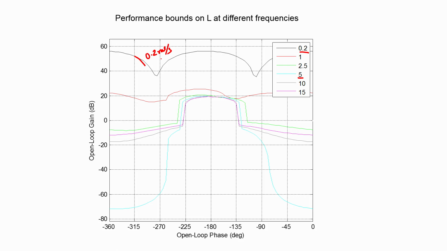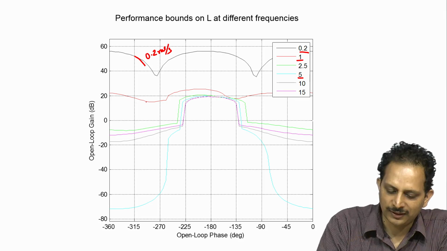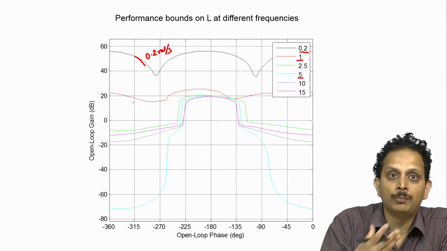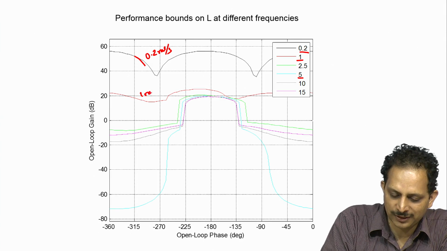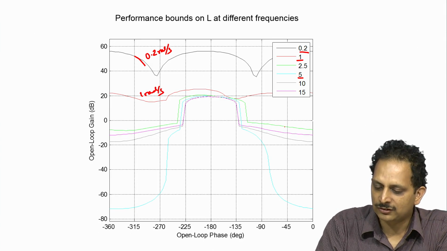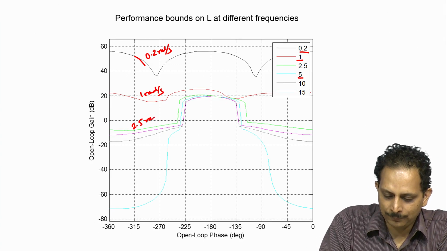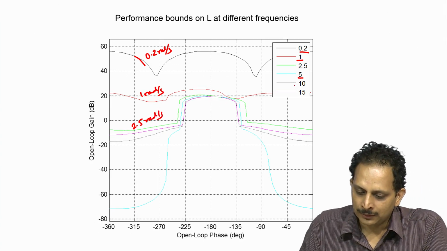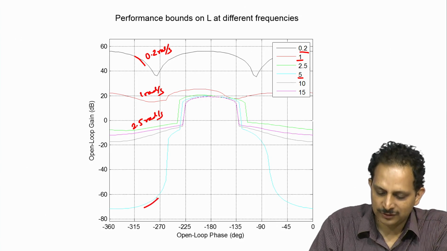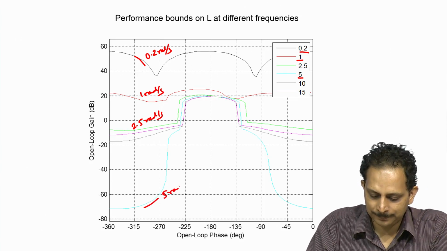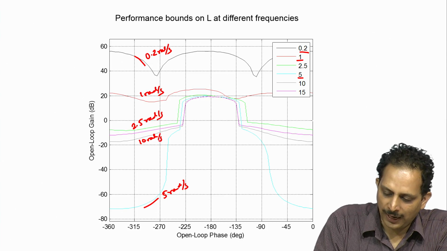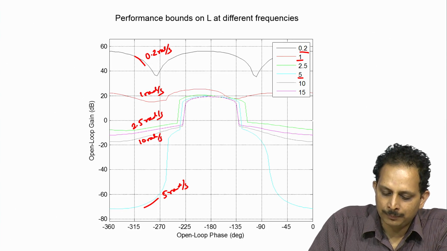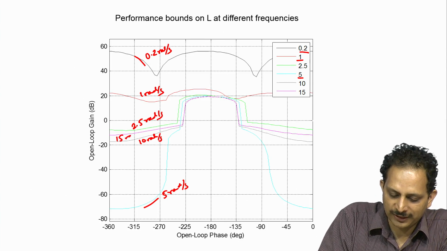So this software, the QFT toolbox, color codes the bounds. At 1 radian per second we would have this red curve, which represents the overall bounds, the intersection of the performance bound as well as the stability bound at 1 radian per second, and the green curve is the overall bound at 2.5 radians per second. The cyan colored curve here represents the overall bounds at 5 radians per second. The black curve here is for 10 radians per second, and the purple colored curve here is for 15 radians per second.